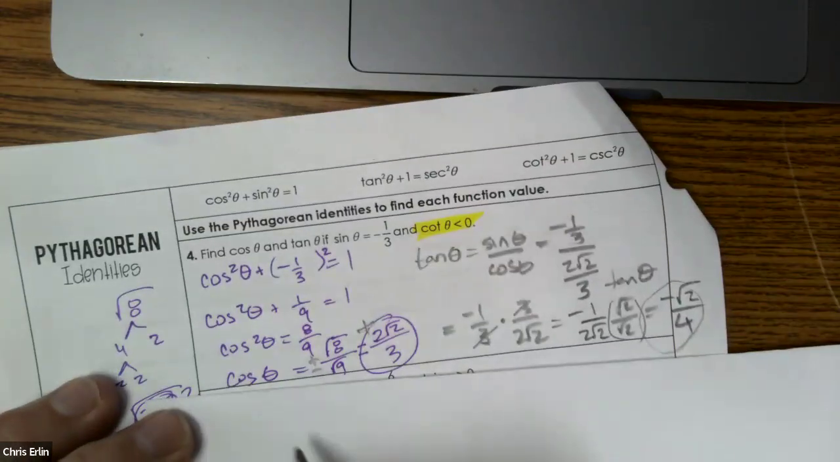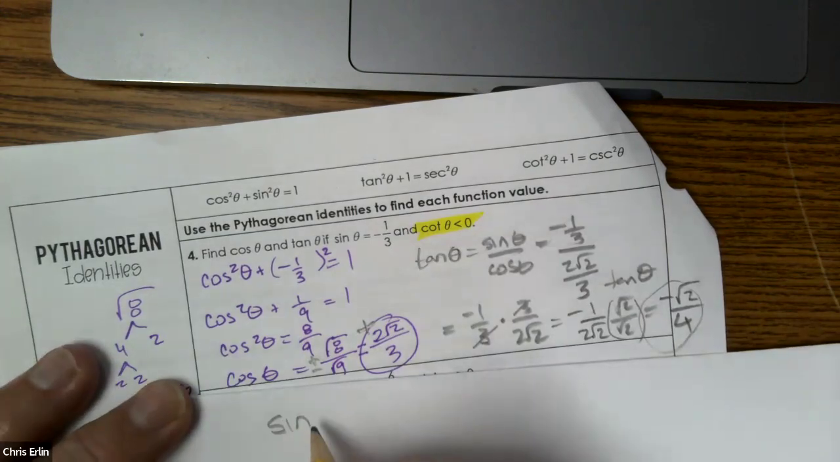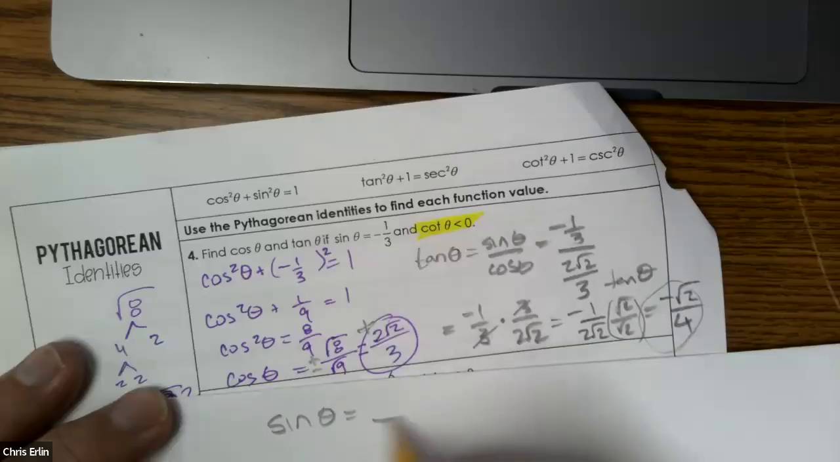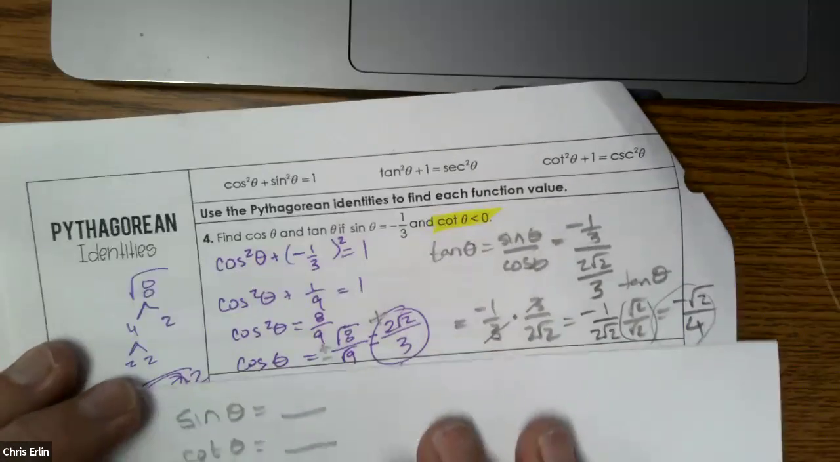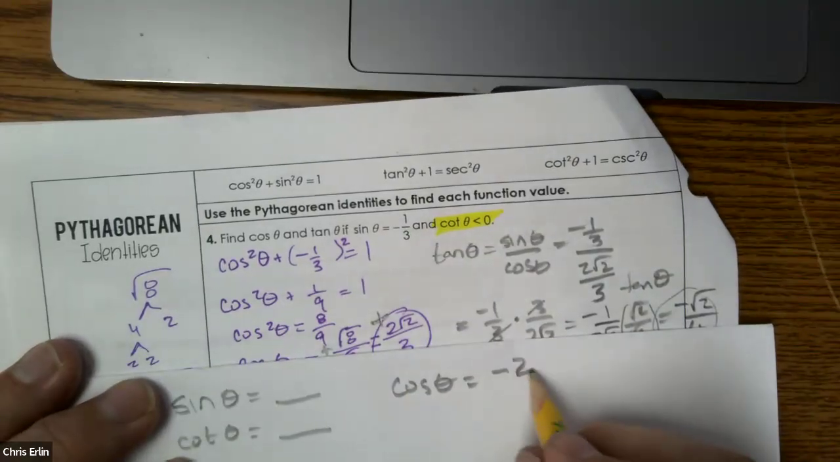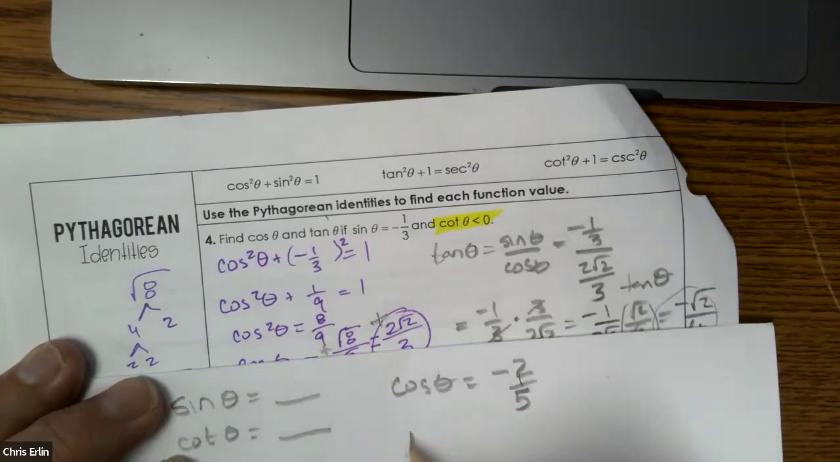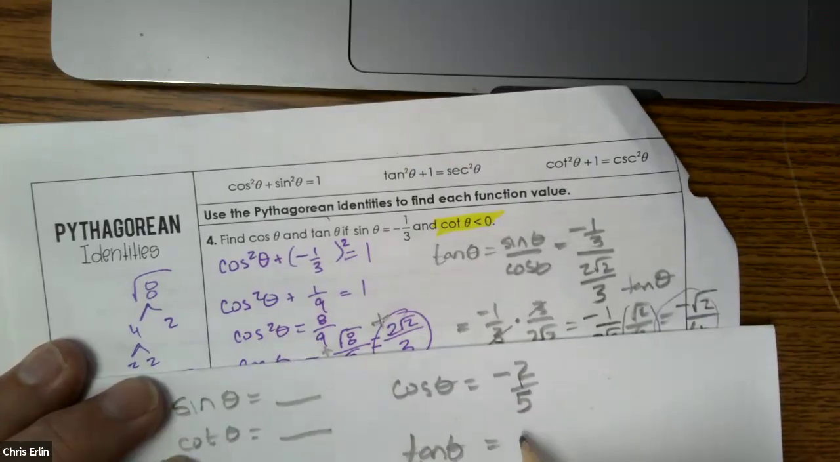Let's try another one. I'm going to have to write one for you because I don't think we have enough practice problems here. You want to find the sine of theta and the cotangent of theta, given that the cosine of theta is equal to negative 2/5, and that the tangent of theta is greater than 0.